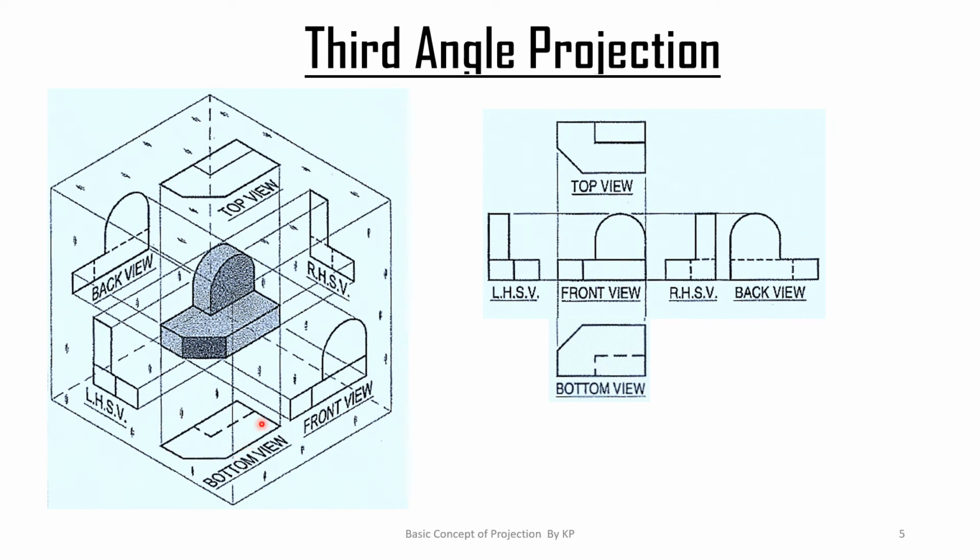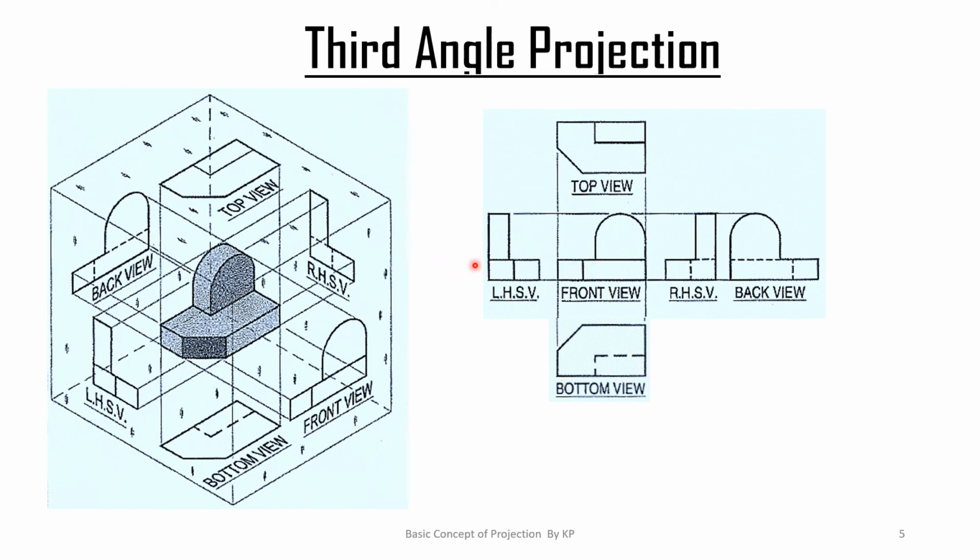Meaning from whichever side we are seeing, on the same side we draw the view in the third angle projection. So this is a three-dimensional view or projection representation of any object. In the two-dimensional representation, the front view we will draw midway, as we do in the first angle projection. When we are viewing from the top side, the top view will be on the top. When we are viewing from the bottom side, the bottom view will be below the front view. Meaning the top view will be on the upside with respect to the front view, and the bottom view will be on the downside.